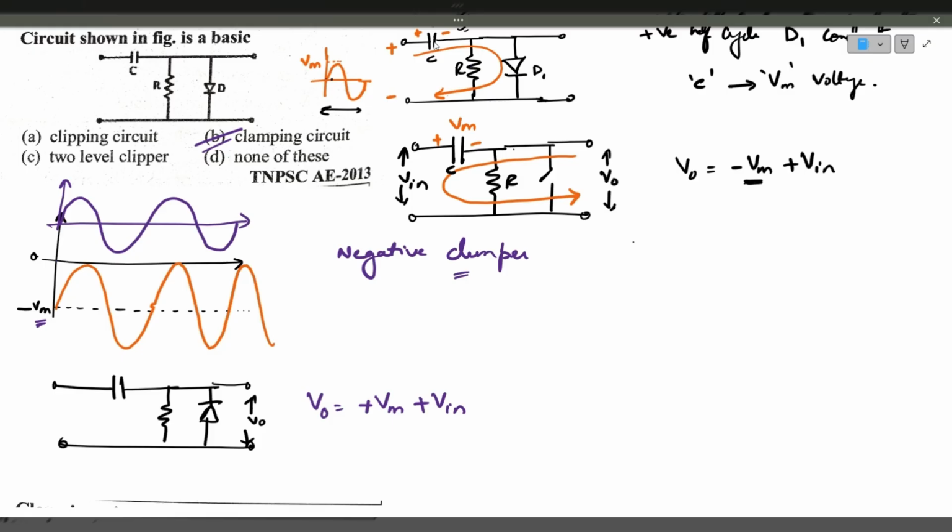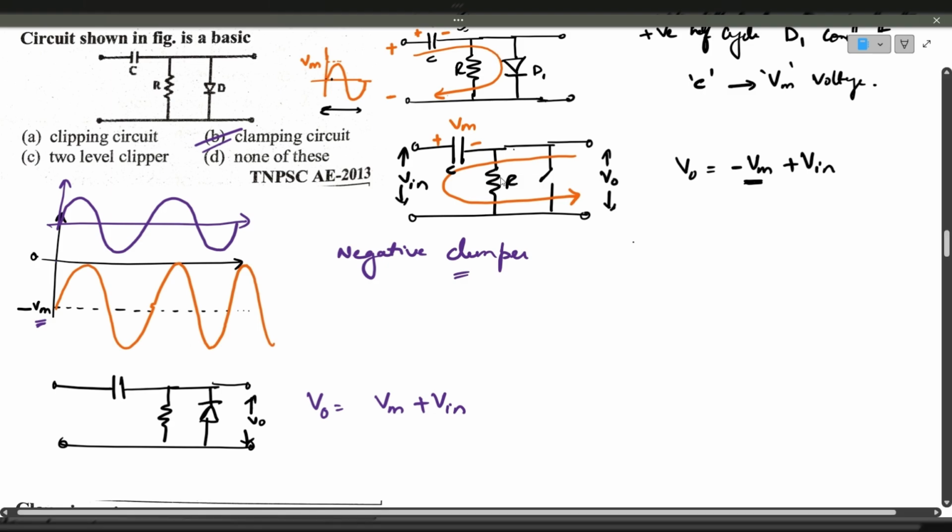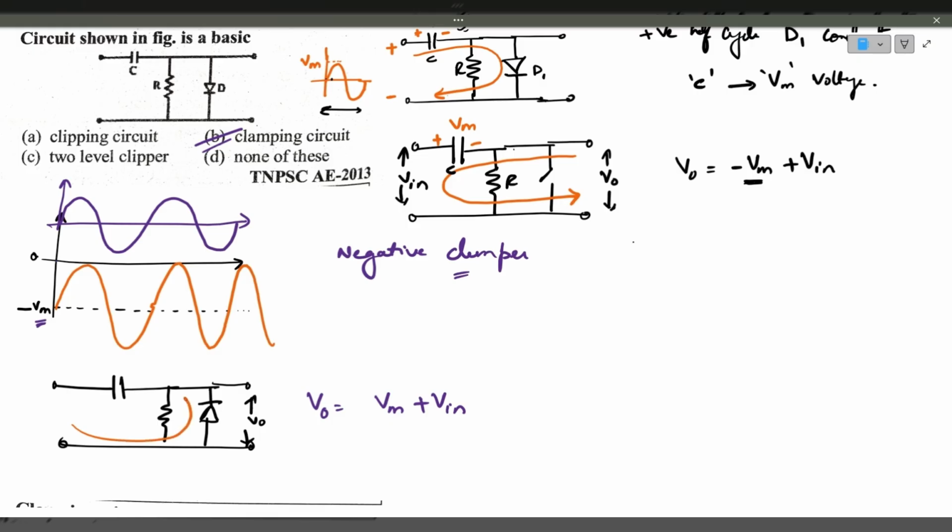Why plus Vm? Because the diode conducts in the negative half cycle, in this direction. So the voltage across the capacitor will be stored like this, and input voltage is here. So both are in the same direction. So Vm plus Vin will be the output voltage. In case of positive clamper, the output voltage waveform will be like this. This is the new base voltage, that is plus Vm, and the output waveform will be like this.